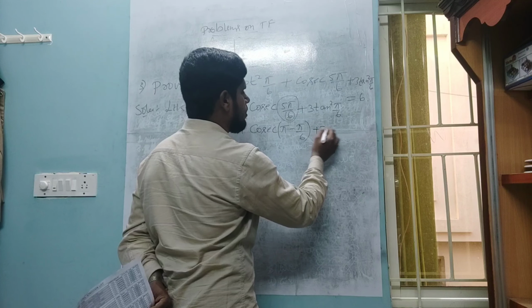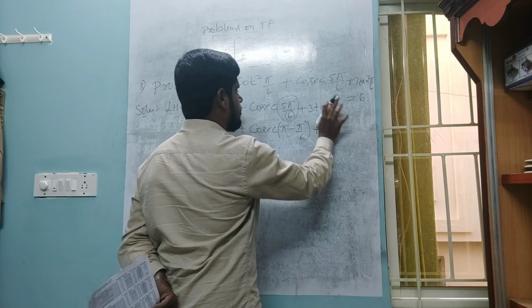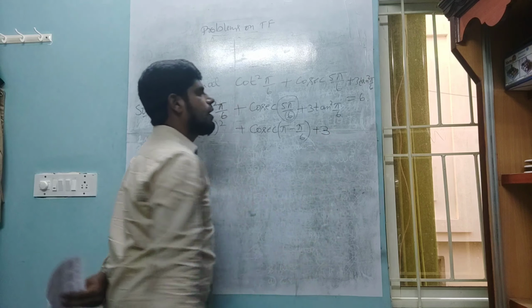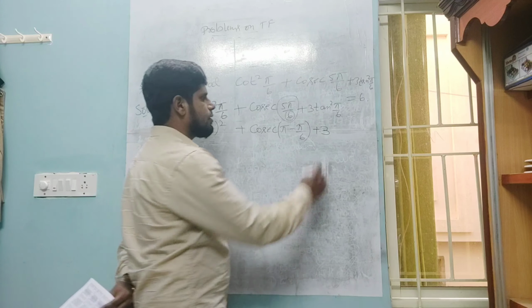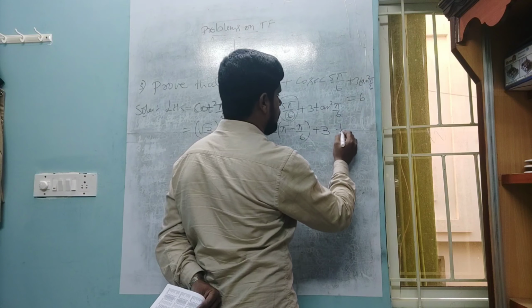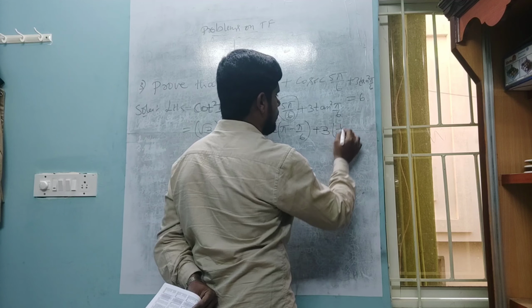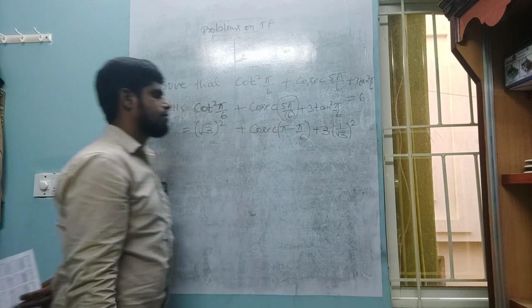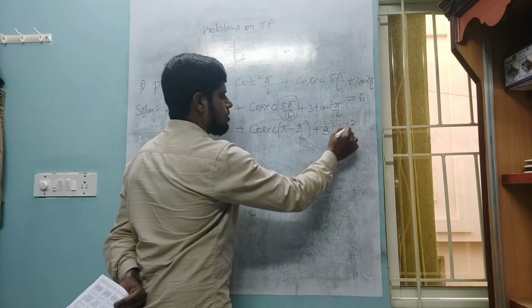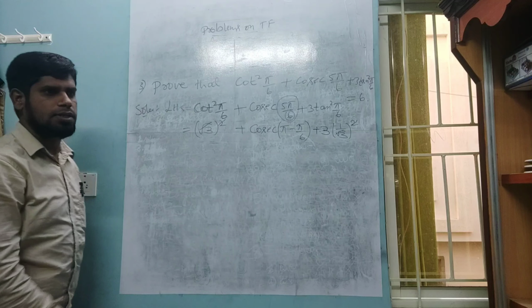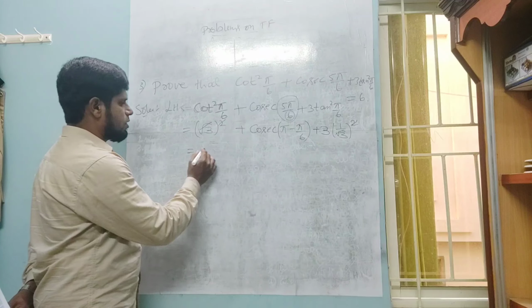Then plus 3 as it is, okay? 3 as it is. Tan pi by 6, tan 30 degrees, is 1 by root 3, and it has a square. Now student, here the square and root get cancelled. Here also the square and root get cancelled. So what is left out here?